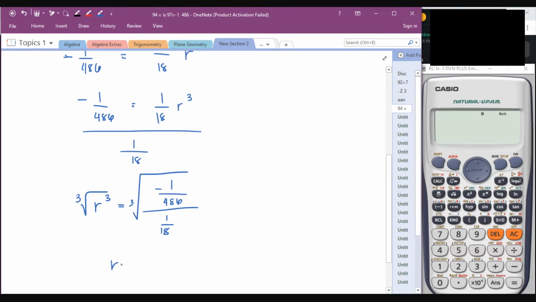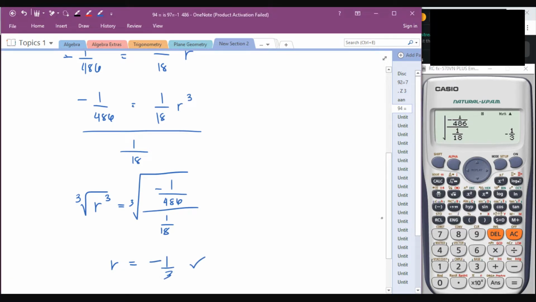So, the common ratio there is, okay, shift. So, two fractions. Okay, negative 1 over 486 divided by 1 over 18. The answer there is negative 1/3. Okay? The common ratio is negative 1 over 3.